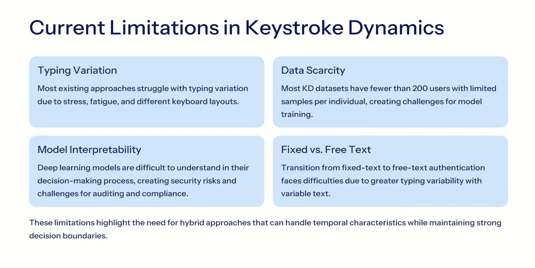keystroke dynamics. The current limitations in keystroke dynamics are typing variation, data scarcity, and model interpretability, which means that deep learning models are difficult to understand as compared to machine learning models. Also, the transition from fixed text to free text faces difficulties because free text has greater typing variability.